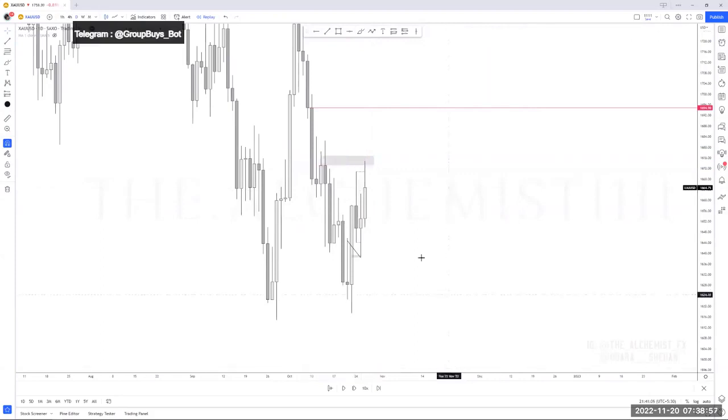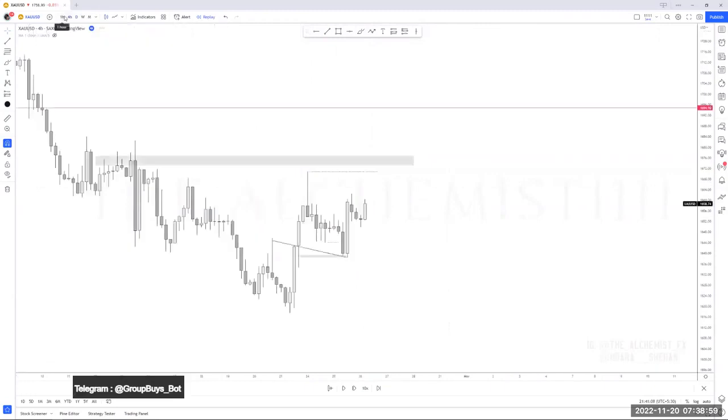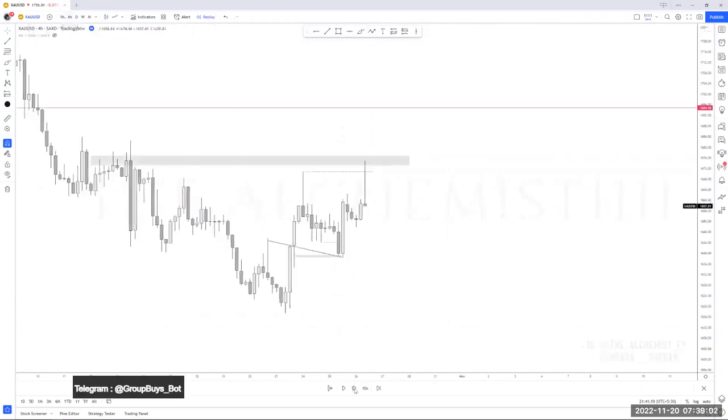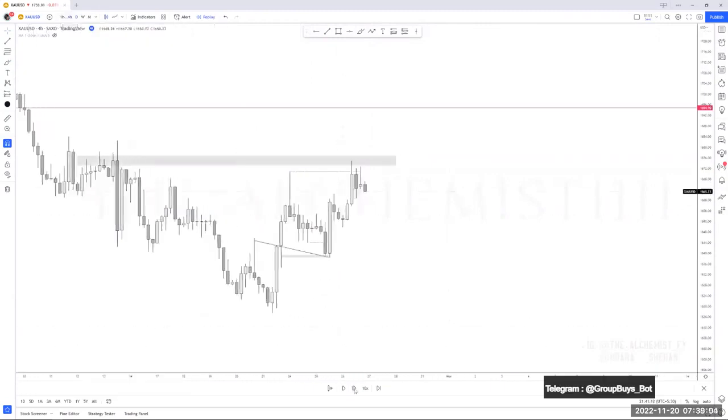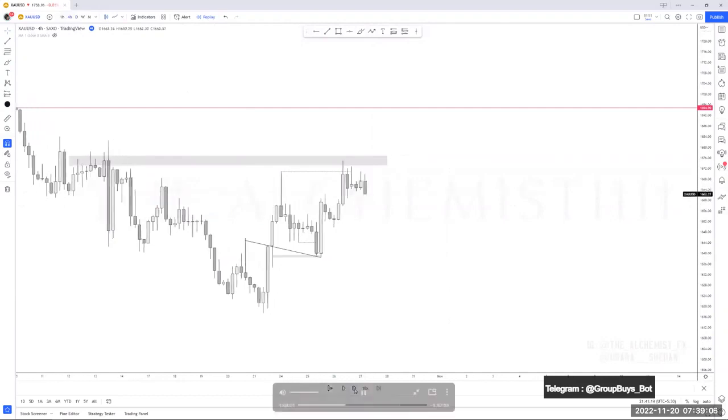It has closed below it. Okay, first sign. That will be the first sign. What's the next one? We want to see a breakout structure, right? A breakout structure on one time frame lower.